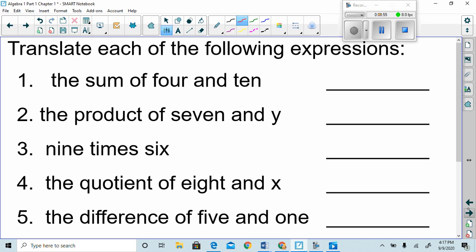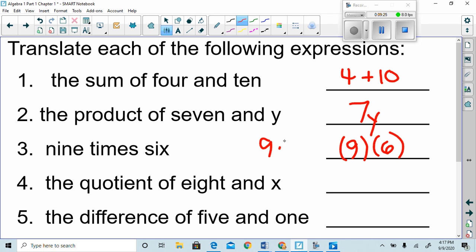In the first one, I see the word sum. The sum of 4 and 10 is 4 plus 10. This is a numerical expression. The second one, the product of 7 and y. 7y is an algebraic expression. 9 times 6. Well, I'm going to put these two in parentheses because this indicates multiplication. I could also put a dot in between. Okay, that's another way you'll see it.